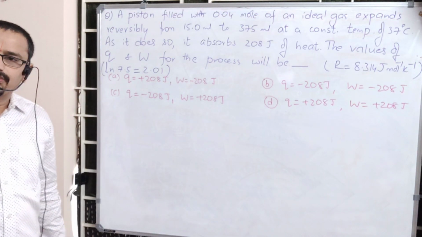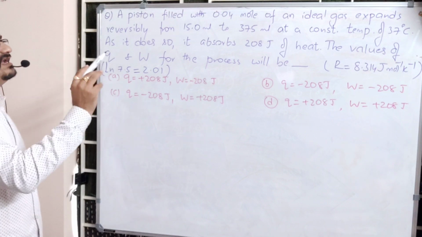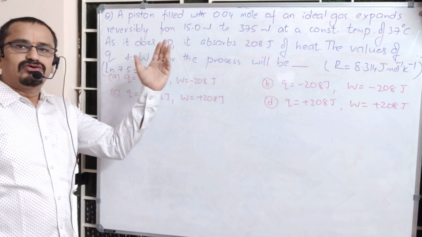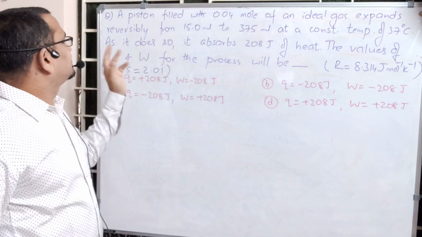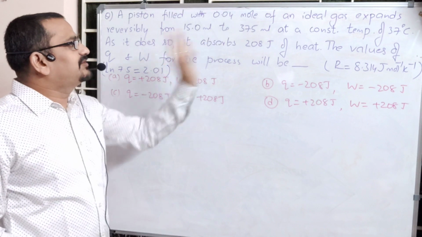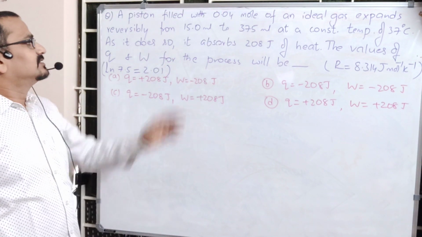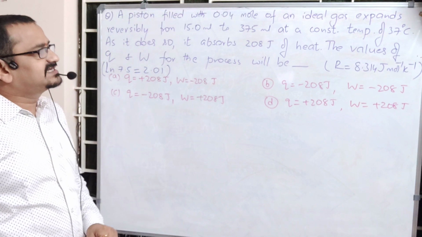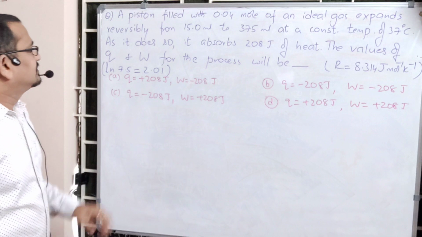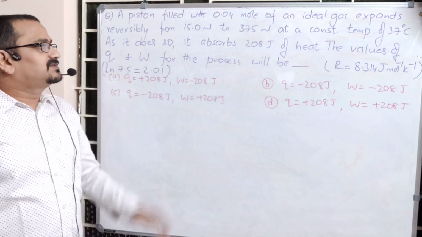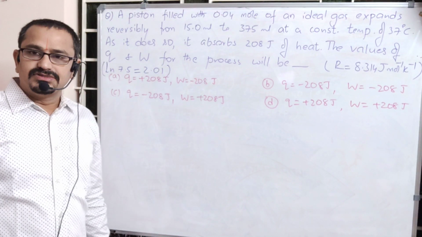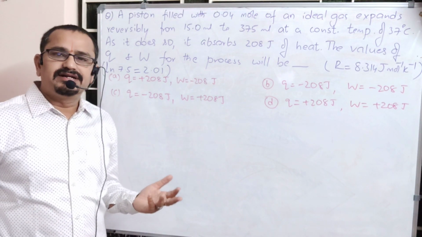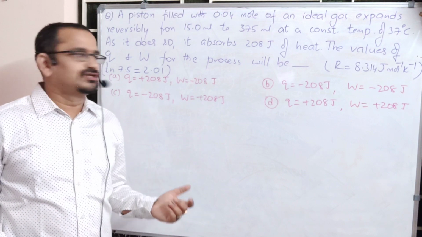See, let us solve one more question. A piston filled with 0.04 moles of an ideal gas expands reversibly from 15 ml to 375 ml, so from some initial volume to final volume, at constant temperature, that is 37 degrees Celsius. As it does so, it absorbs 208 joules of heat. So the Q value is given as 208 joules. We usually indicate heat change with delta Q, heat with Q, right?